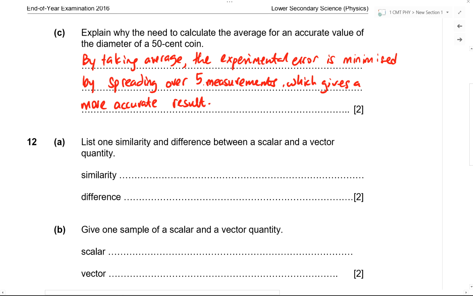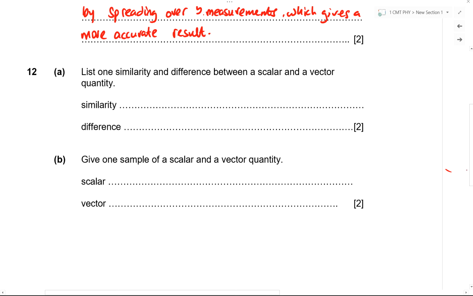Similarity between scalar and vector. Both have magnitude. Okay, what about the difference? Can I say one has direction, the other doesn't?